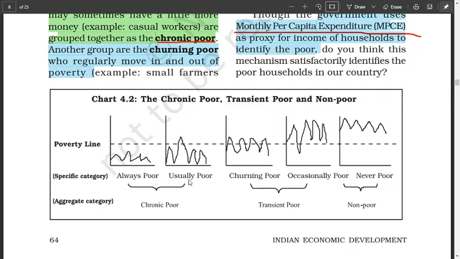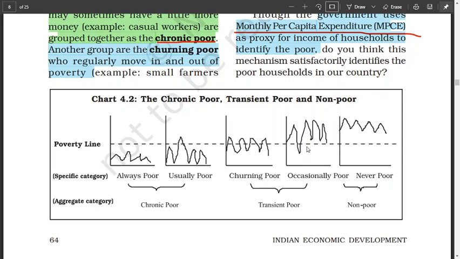But this second group, the usually poor, are usually poor, but sometimes due to good earning, maybe they are able to get a job at a certain period of time. They can get income at that point of time. They may cross the line once in a while, but mostly they are poor. So these are the problems that people are facing. The other groups are somewhat okay because some are like churning poor. They are mostly poor, but they also get the opportunity to avail the basic necessities of life because they can get more income.